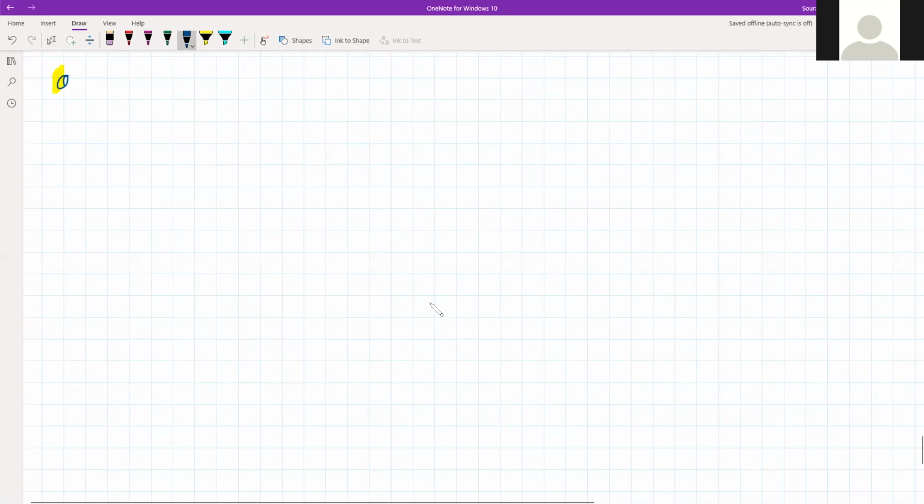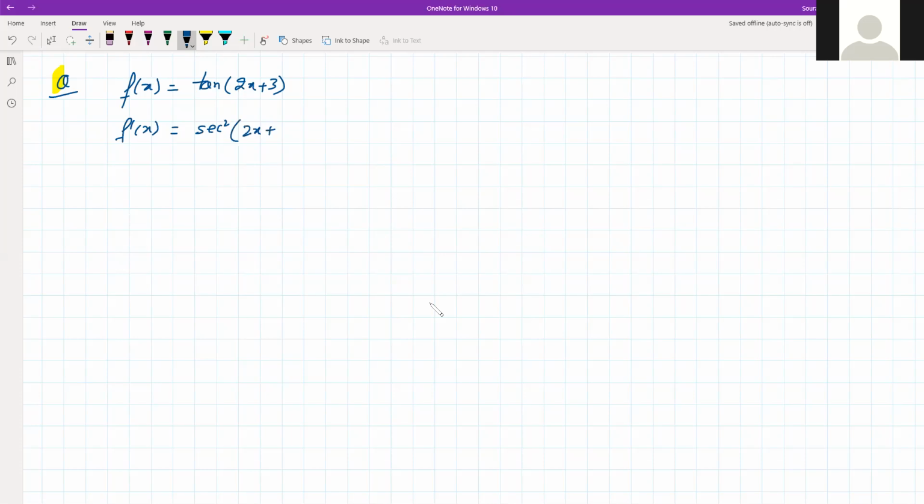One more problem. Suppose the function is tan of 2x plus 3. So outermost is tan and the inner function is 2x plus 3. So tan's differentiation f dash x, tan's differentiation is secant square x. So this is secant square, but not x, whatever is the function inside, that is 2x plus 3. And then differentiation of 2x plus 3, that will be 2. So I can write it in 2 steps itself. So that is 2 secant square 2x plus 3.